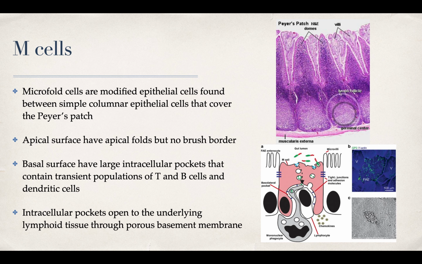M cells are microfold cells, and those are modified epithelial cells. And those are found between the columnar epithelial cells that cover the Peyer's patches. So here's the lymph follicle, that's in the base near the germinal center, and then the Peyer's patches, like the entire unit. The intercellular pockets open to the underlying lymphoid tissue, and the basement membrane is pretty porous, allowing things to go in and out easily. As you can see here, tight junctions will keep the cells together, but they have to bind, and then the body's going to be phagocytosing it.